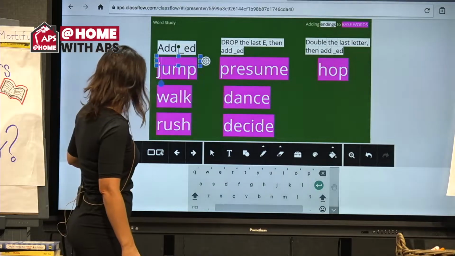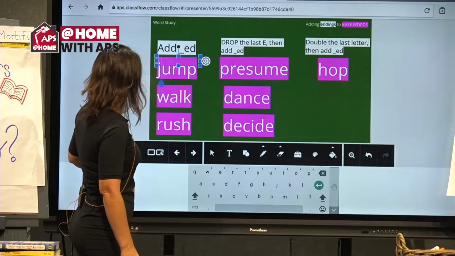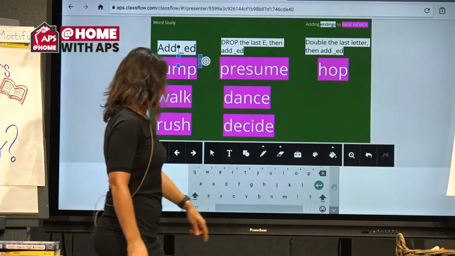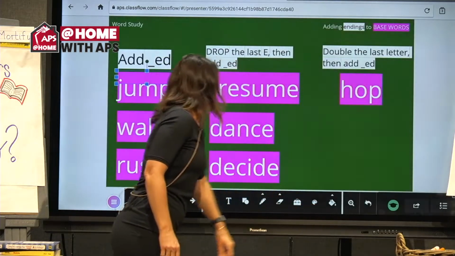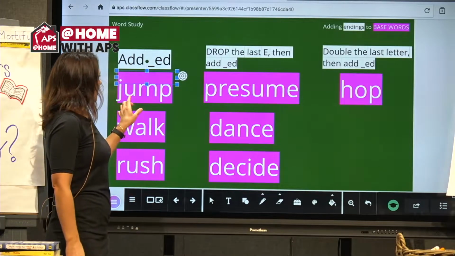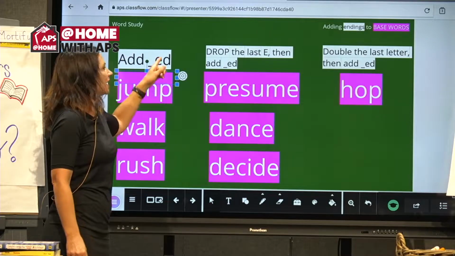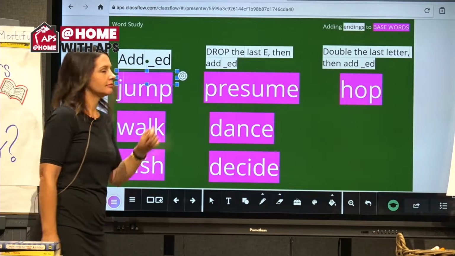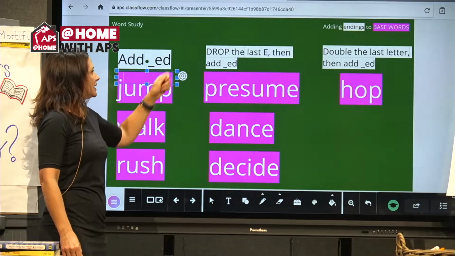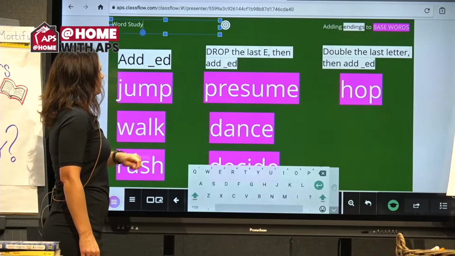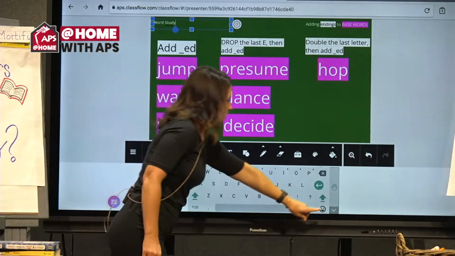Whoops, sorry about that. How do I get back? There we go. If I have two consonants at the end of a word, I'm just going to add ed. J-U-M-P-E-D. Oh, goodness. Sorry about that.